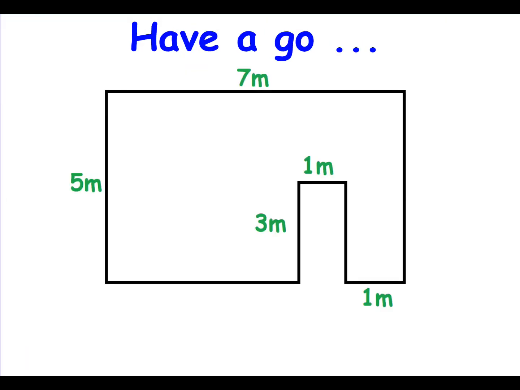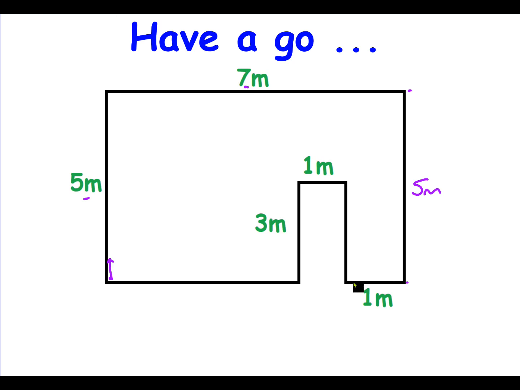Okay, here's another complex shape for you to have a go at. So pick a start point, walk around and fill in the gaps, then walk around again and make sure that you add everything up to get your perimeter. So if we start in the bottom left here and we go this way, we have the 5 here, the 7, then over here, this length from here to here must be 5, it's the same as the other side.